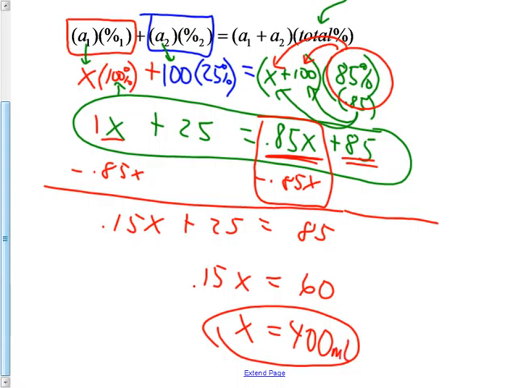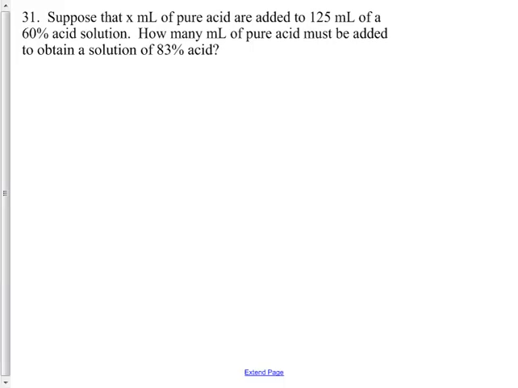All right. If you understood that, you should be able to handle this one. Same exact thing. Start by writing the formula. Stick the numbers into the formula. If you've already got the formula written, stick the numbers in it now. It even helps by saying X milliliters of pure acid, 125 of 60% acid, total is 83% acid. There's your 3 parts.